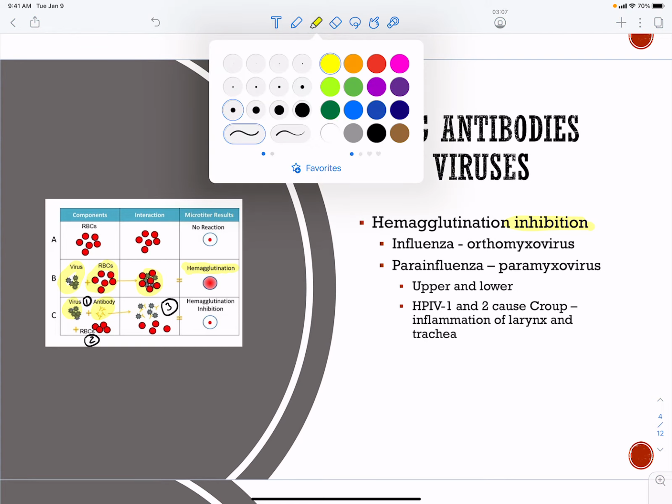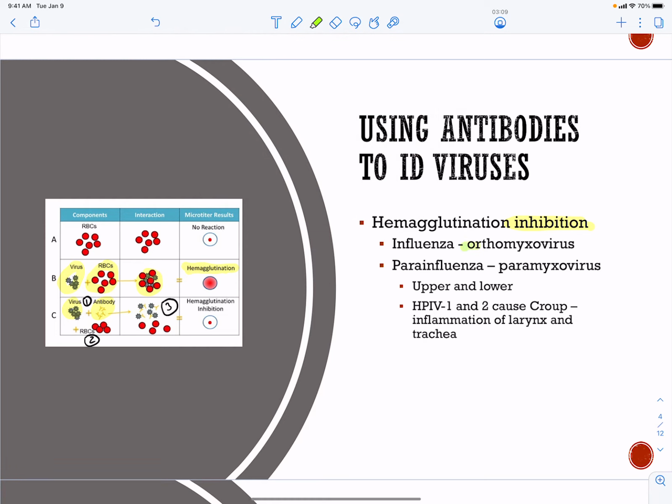Now, I just pointed this out: influenza is an orthomyxovirus, and parainfluenza, even though it has the name influenza in there, is a very different virus. This is a paramyxovirus, the same virus family as measles, rubella, and mumps. Parainfluenza virus can cause upper and lower respiratory infections. It's the main cause of croup, which is inflammation of your voice box, the larynx, as well as the trachea. So human parainfluenza virus 1 and 2 are the most common causes of croup.